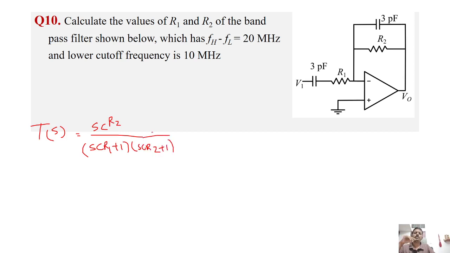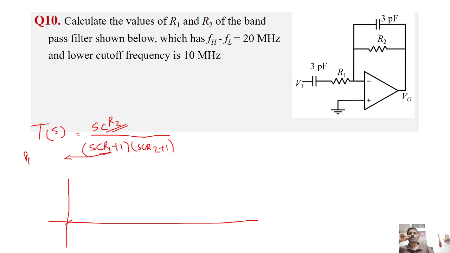From here it is clear, if we analyze this transfer function, that at S equal to 0, T of S is 0. Since the numerator term is S into R2C, we see the poles at the denominator: one pole is P1 equal to 1 by CR1 and the other pole is P2 equal to 1 by CR2.